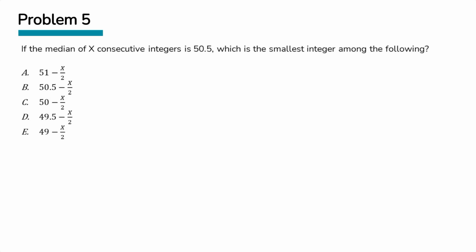Yes, x is an even number. Therefore, that makes x by 2 also an integer. So it's a very, very common trap that students fall for. They normally think that you're looking for the smallest integer in the data set. That's not the case here. The question is asking which is the smallest integer among the following: A, B, C, D. Clear?